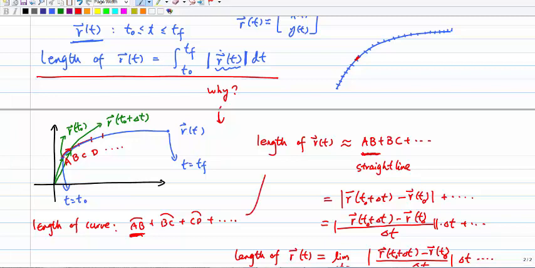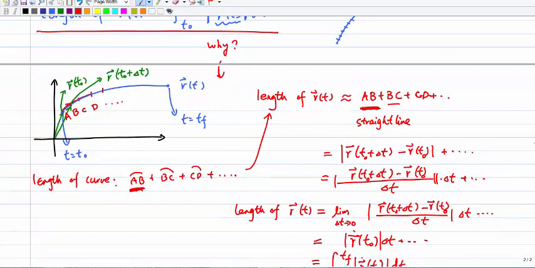So actually I can write the length of this curve as AB, this straight line, then BC, CD, and so on and so forth. So I actually replace this AB curve by a straight line. The reason I can do that is that if I make A and B very close to each other, this is almost the same.